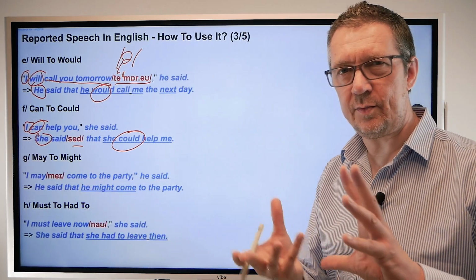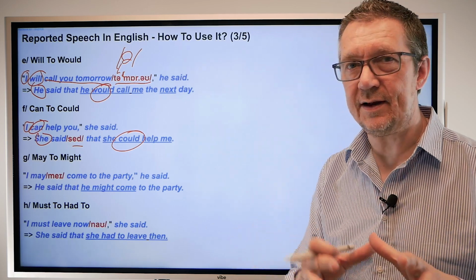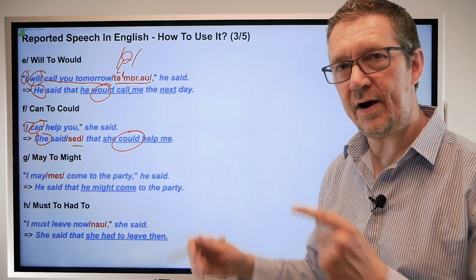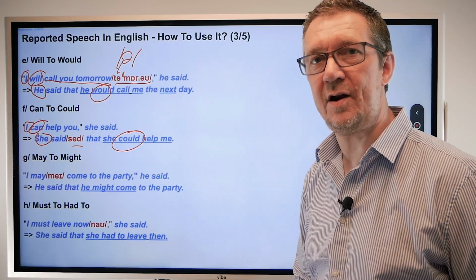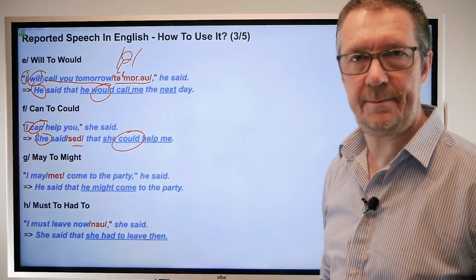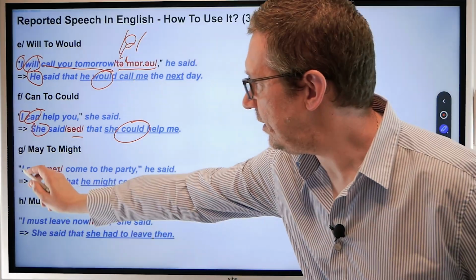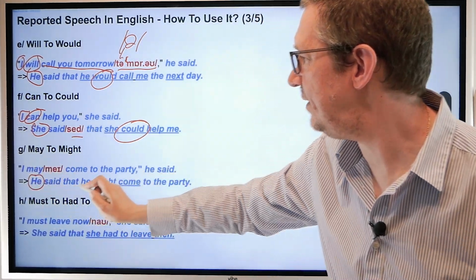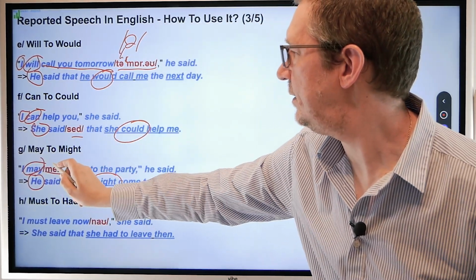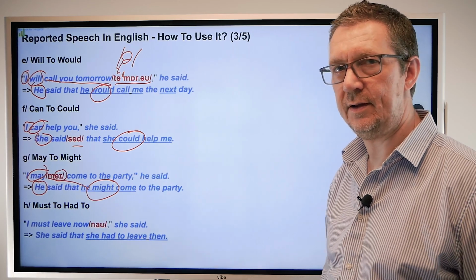May to might. Okay, this is a tricky one because it's not always used in English, and sometimes native speakers mix this up. So if you know it right, if you follow this, you'll probably be better than a lot of natives. So may to might. I may come to the party, he said. When we report it, I becomes he. He said that he might. So may becomes might. He said he might come to the party.